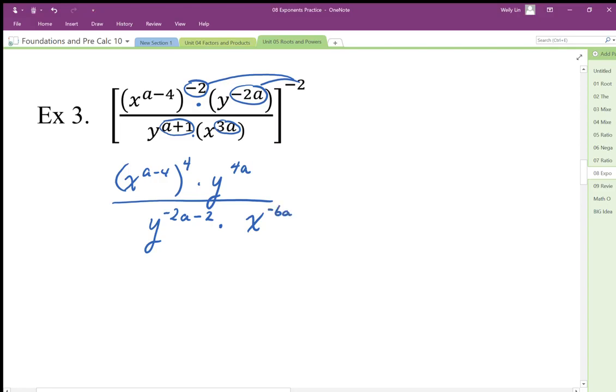So make sure you don't confuse powers. There's no powering up a power. We have power to power, we multiply the powers together.